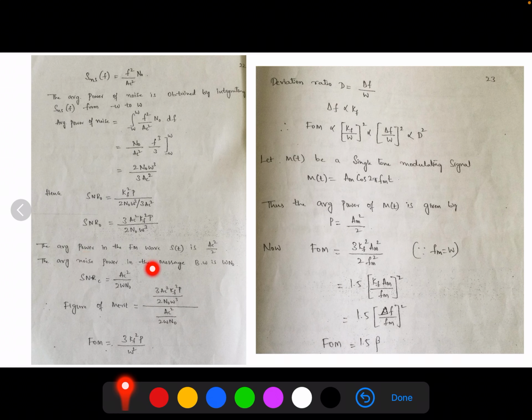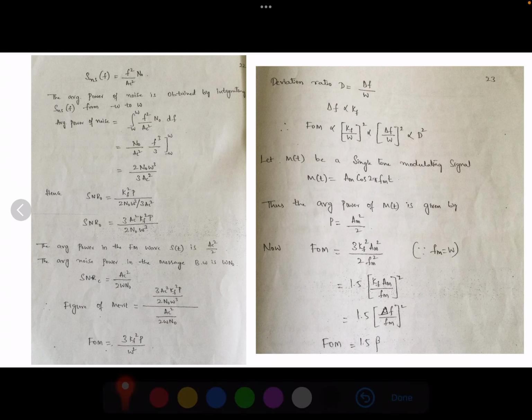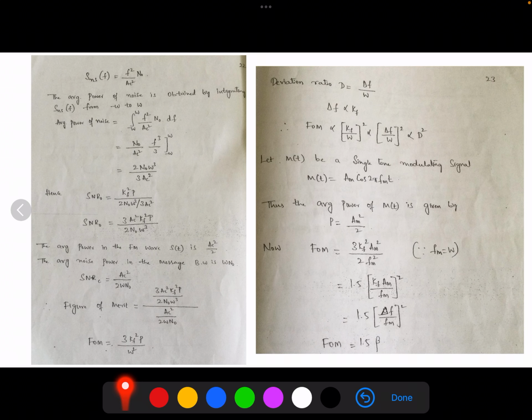The average power in the FM wave is AC square by 2. So the figure of merit is the ratio of these two equations. Figure of merit of FM is 3 kf square P divided by W square.